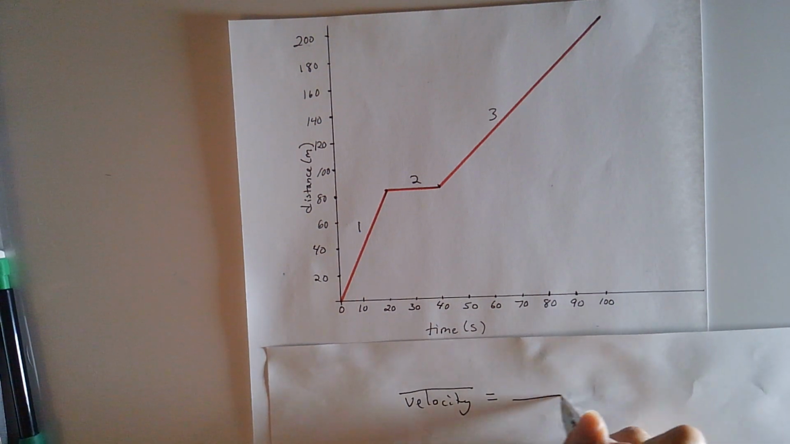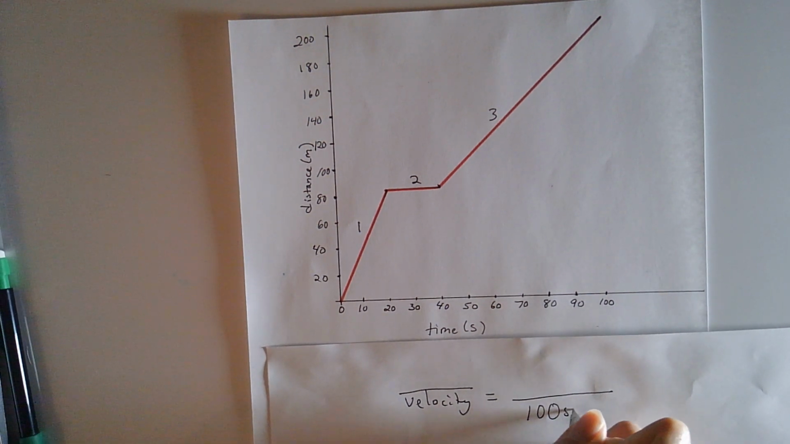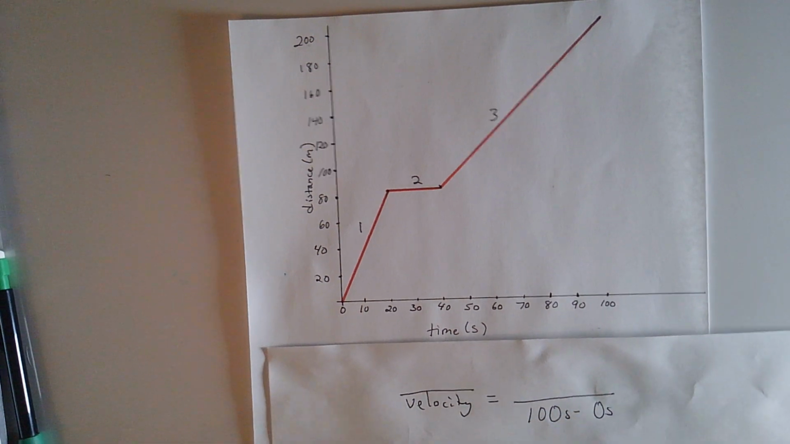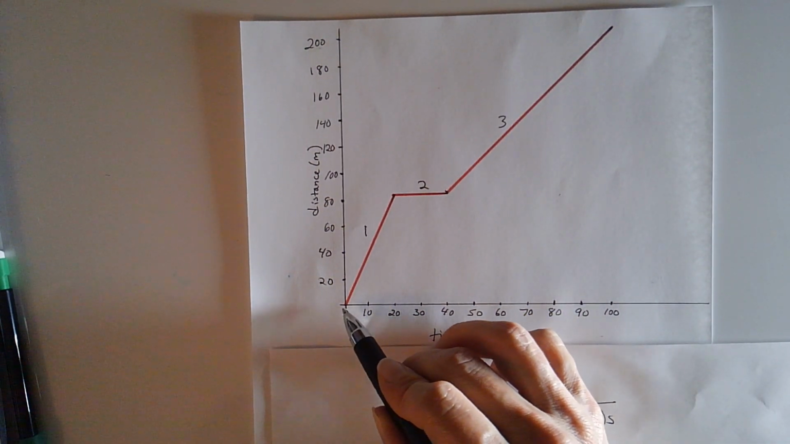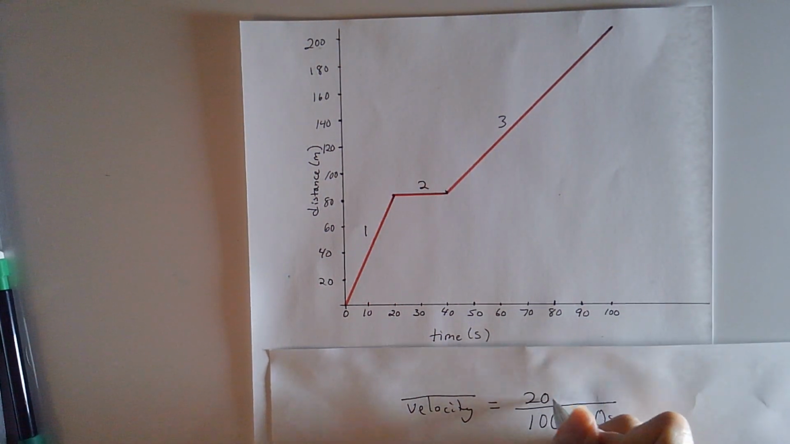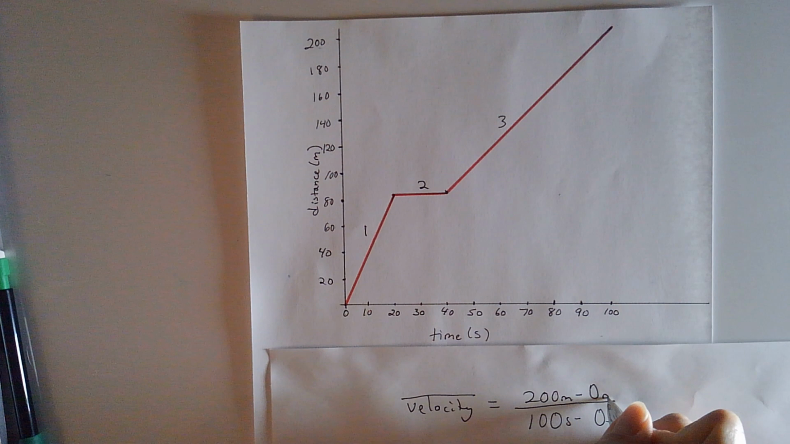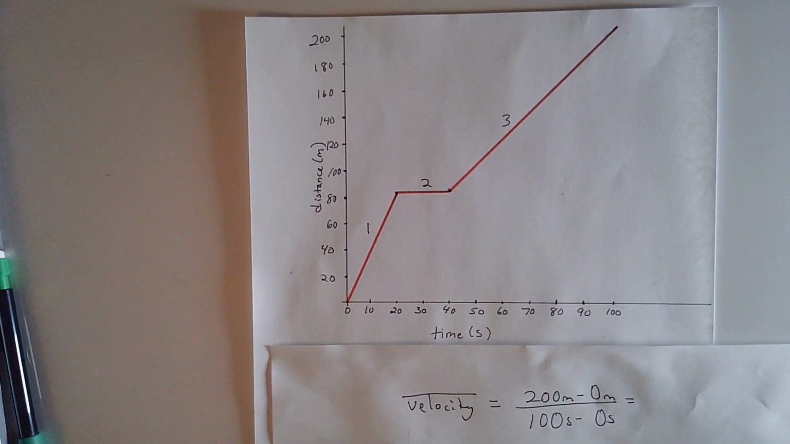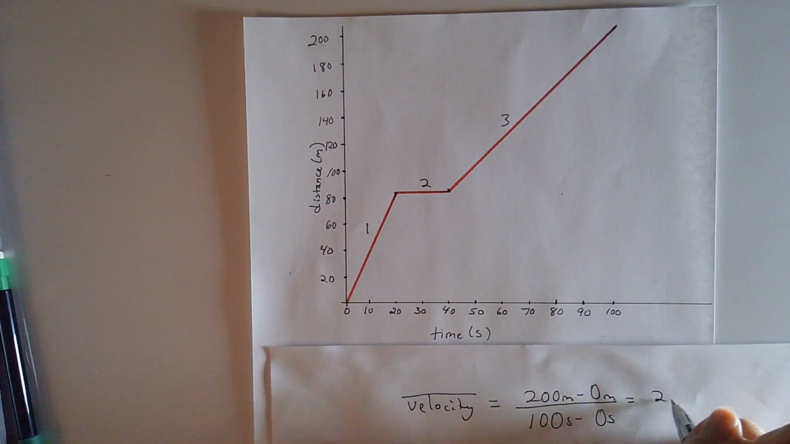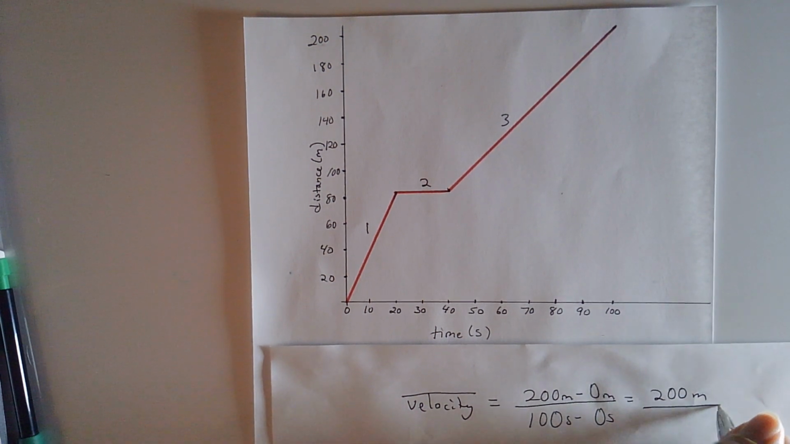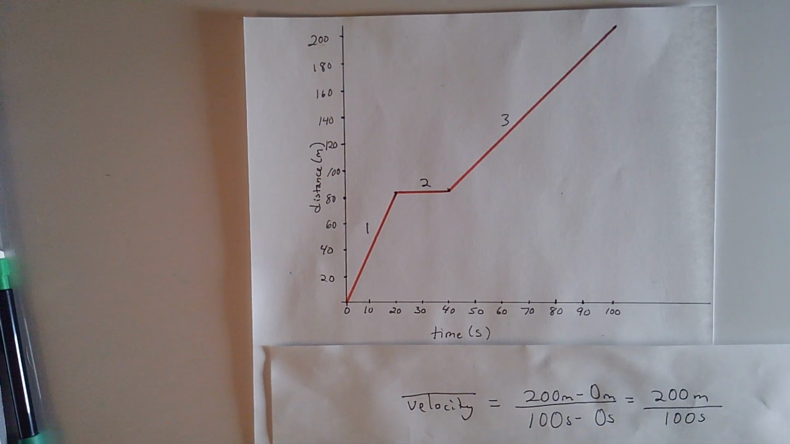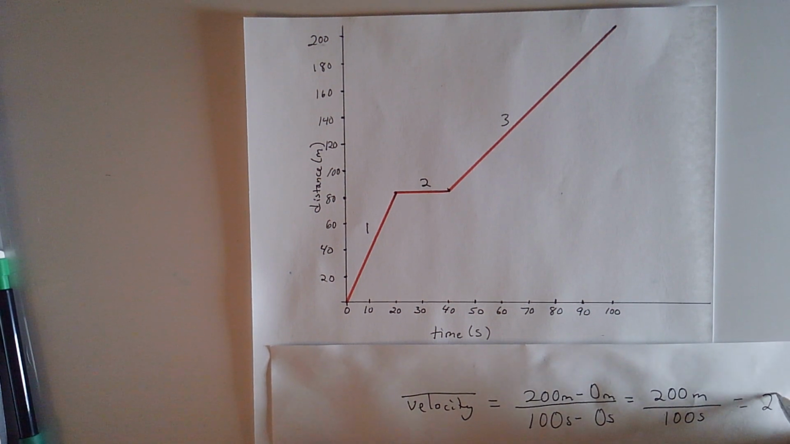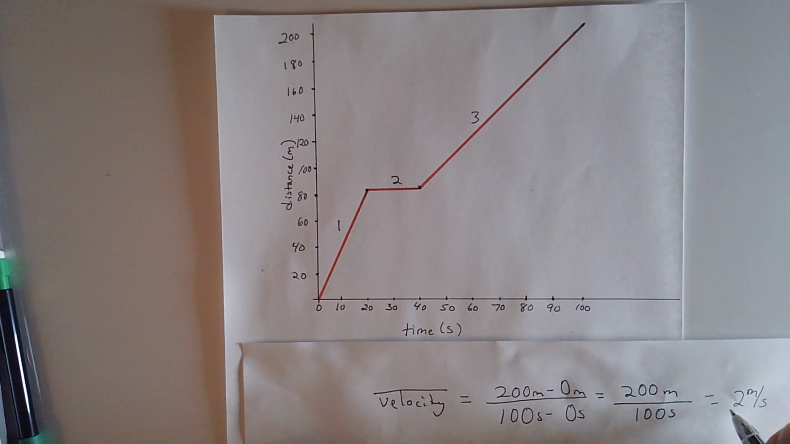From 0 to 100 seconds, so 100 seconds minus 0 seconds, it covered a distance of, well, started at 0, went to 200, so 200 meters minus 0 meters. Well, gee, 200 minus 0 is 200. And 100 minus 0 is 100. Aren't these nice, happy numbers? All right, 200 meters divided by 100 seconds, 2 meters per second is the average velocity for this object.